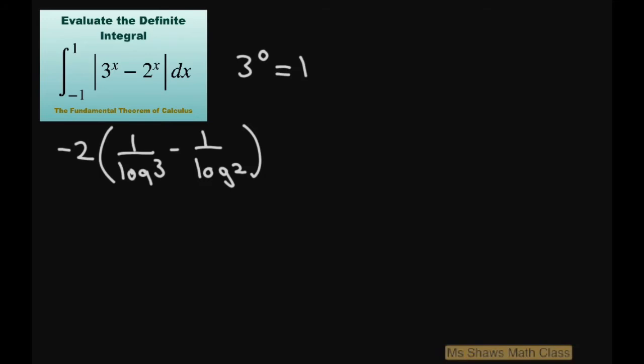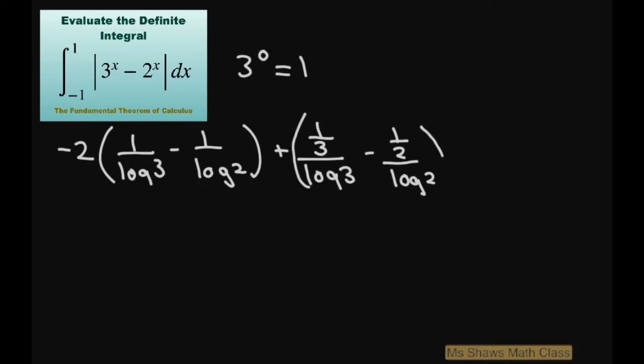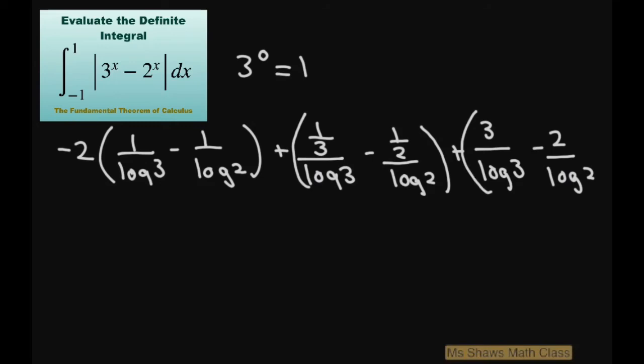And then I'm just going to simplify the two middle terms we had. 1 divided by 3 log of 3 minus 1/2 divided by log of 2. All right. And then the third term was 3 to the power of 1. So I'm just going to put 3 divided by log of 3 minus 2 divided by log of 2.